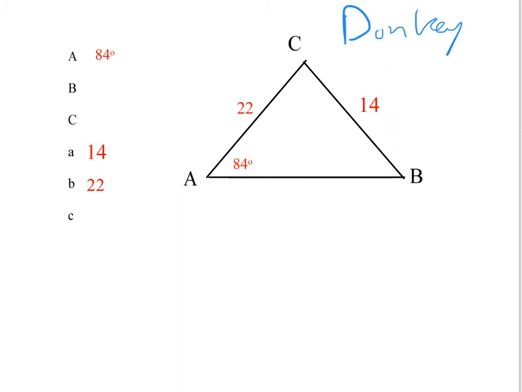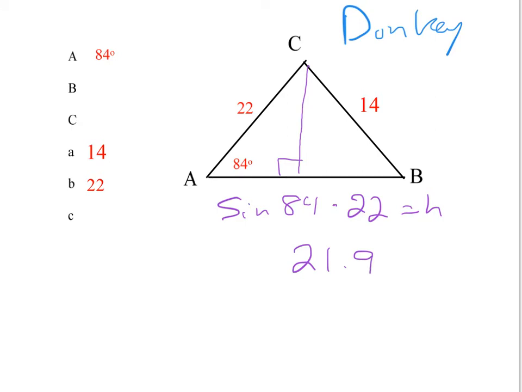So the next thing I'm going to do is find the height opposite angle A. I'm going to do that as I wrote before, by doing sine of 84 times 22 is equal to h. Go ahead, whip out your magic calcs, and figure out what h is. H is 21.9.